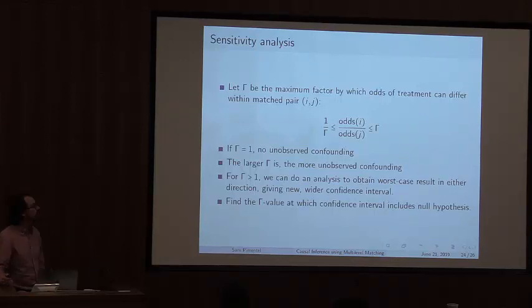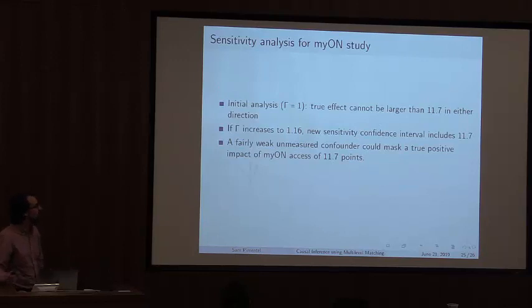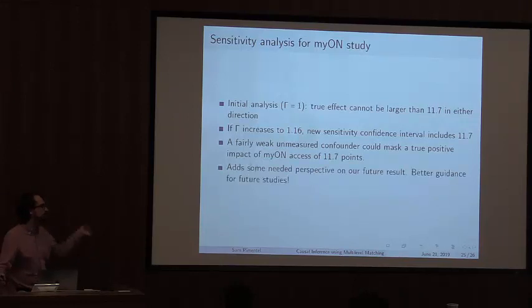And what's a little bit depressing is that although we had this nice result, that the true effect was no larger than 1.7 in either direction, assuming all our assumptions hold exactly, if we let even a little bit of bias creep in, if this goes up from 1 to 1.16, then all of a sudden the confidence interval now includes this minimal effect size. So this puts an important asterisk on everything we've done.